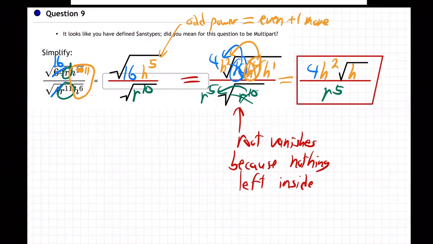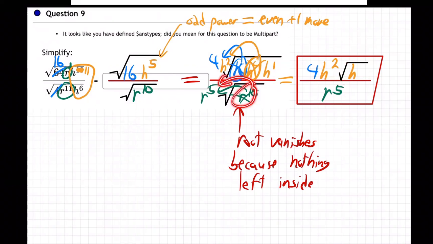It's simplified. What do you mean it's simplified? Well, you think there's a root left over. Yeah, but it's in the top. We're fine with leftover roots in the top. We just don't want any roots in the bottom. Right? And on the bottom, we have no roots. The root in the bottom vanished because there was nothing left in the root.